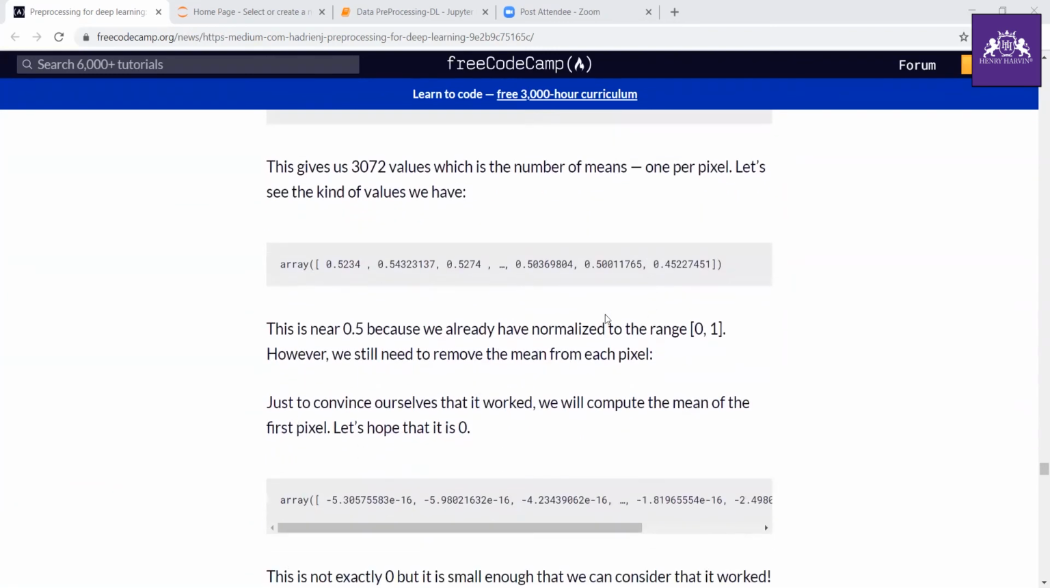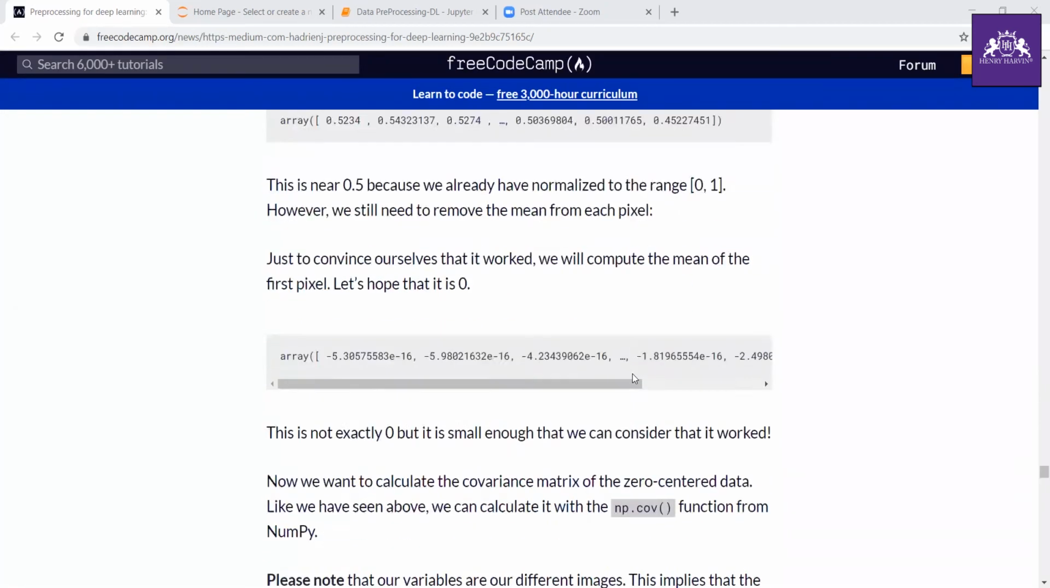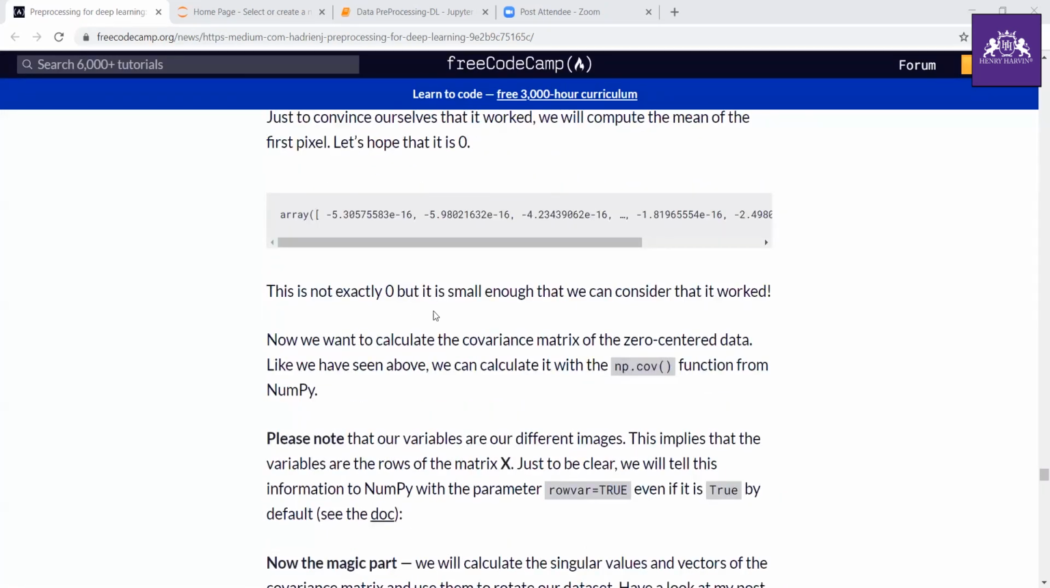Let us see over here. This is near 0.5, right? We already normalized it to the range 0 to 1. However, we still need to remove the mean from each pixel. Now this is not exactly 0, but it is small enough that we can consider that it worked, right? You can see that it is not actually 0, but it is small.